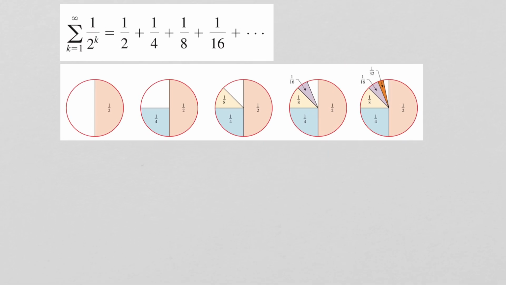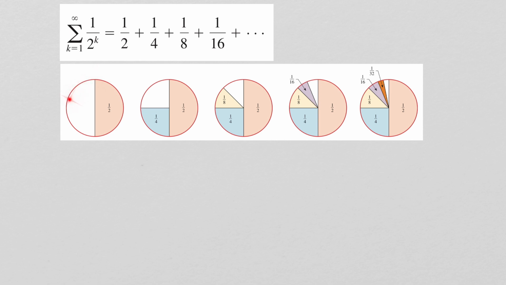We want to find the sum, k equals 1 to infinity, of 1 divided by 2 to the k power. If you plug in k equals 1, k equals 2, etc., you see that you get these terms. Now I want to think about this intuitively.